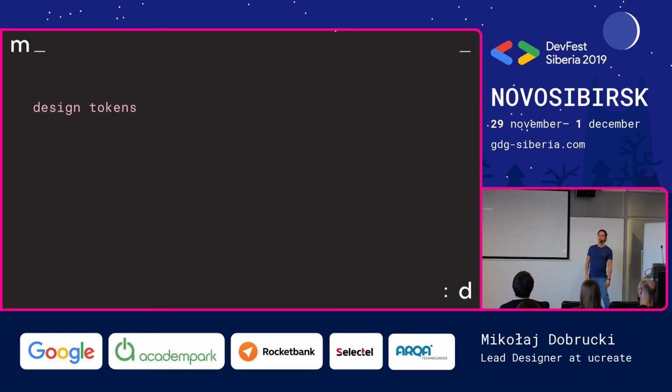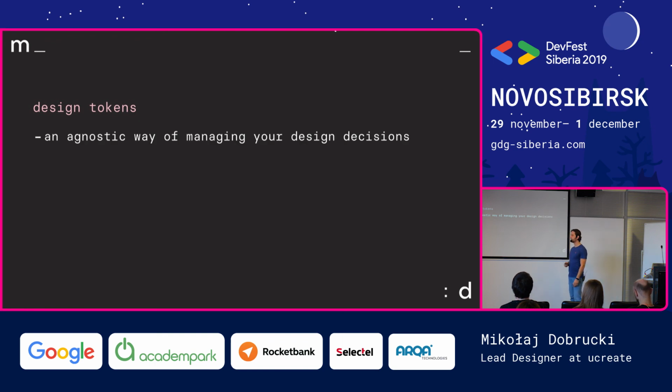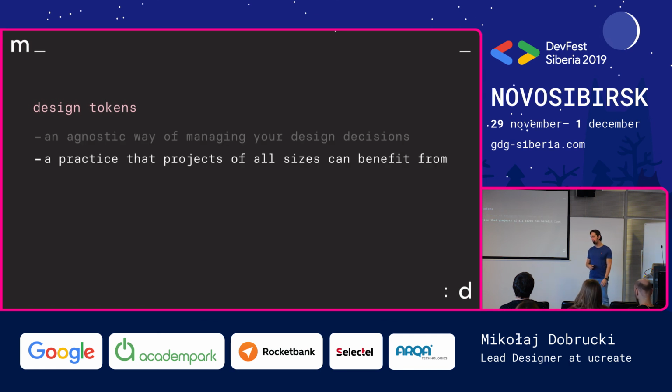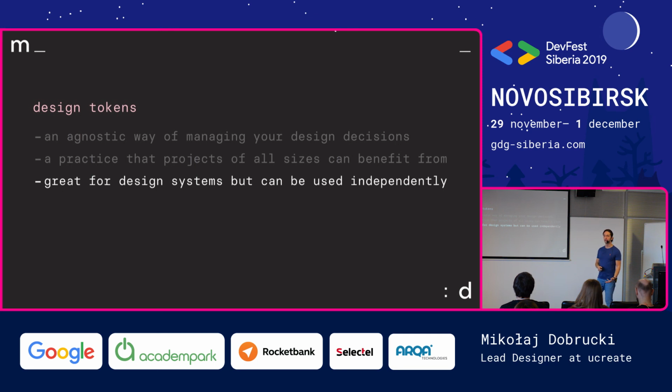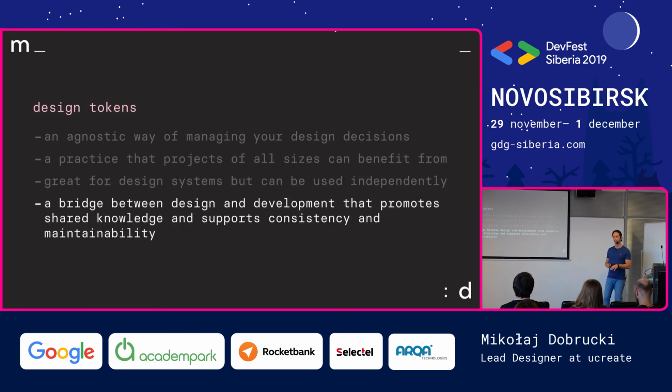Okay, let's sum up quickly what we just covered. So design tokens, on a very basic level, are just an agnostic way of managing your design decisions. And I think this is a practice that projects of all sizes can benefit from. Even though, yes, this was in the first place invented for design systems. This is a great tool for design systems, and yeah, can also be used independently. And I think it's nice to think about design tokens a bit like a bridge between design and development that promotes shared knowledge and supports consistency and maintainability.